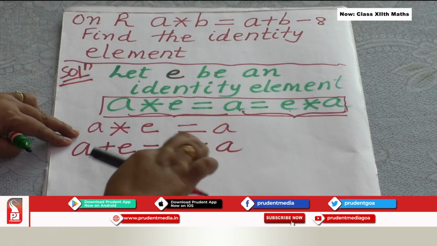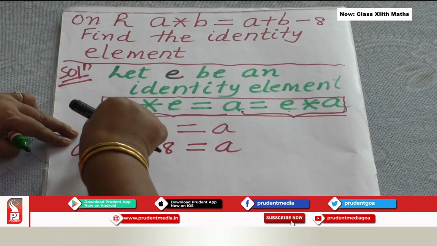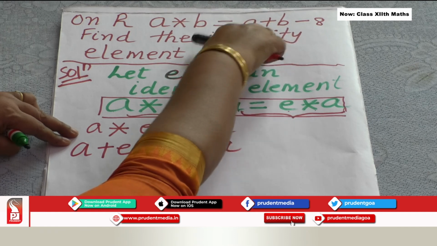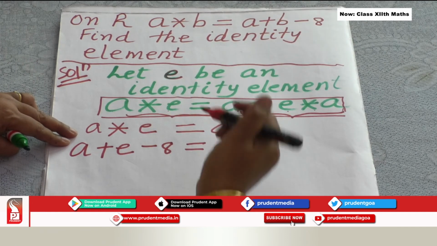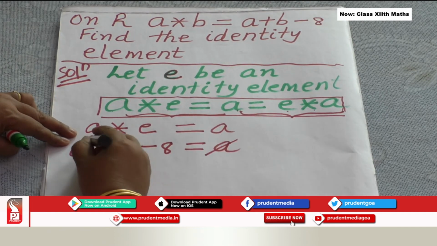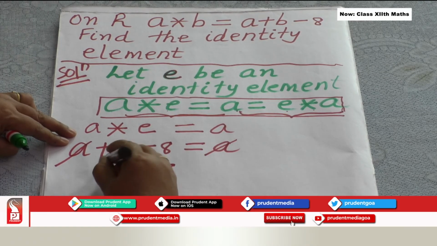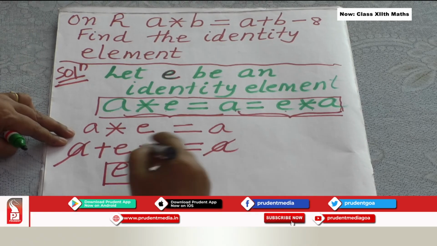So I will write here A plus E minus 8 is equal to A. Have you all seen this? What I did was, I took this here, and in place of B I took E. So I have to write A plus E minus 8. Now on both sides A will get cancelled and you will get E is equal to 8. Is this part clear to you all? Okay, the identity element is 8.